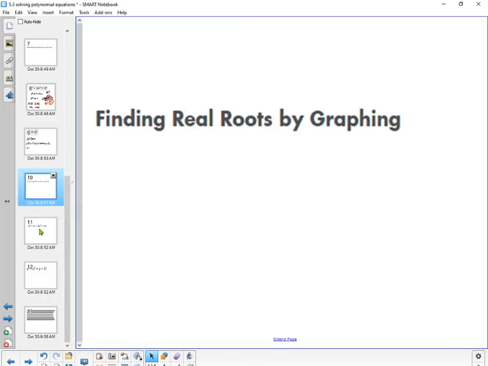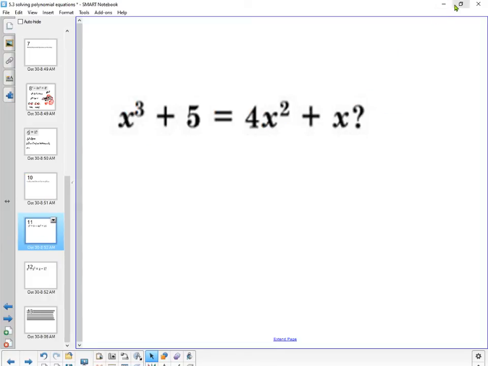Now, finding real roots by graphing. The other way that you can do this, well, first we got to clean this up. This is x cubed minus 4x squared minus x plus 5. Can someone verify that for me, please? Destiny? Yep. Verify that that's true. This is the same as this. What I did was kick the 4 over and then kick the x over. So this equals 0. Right?